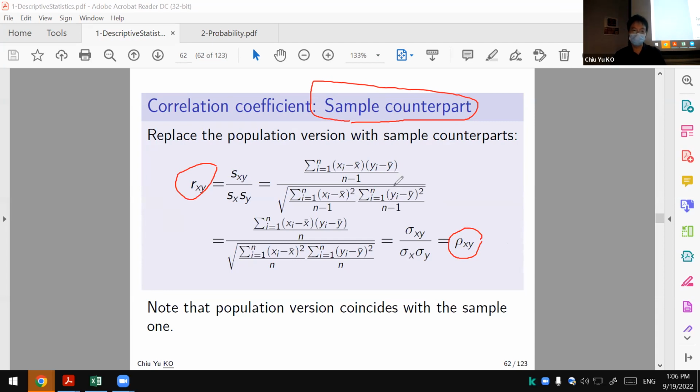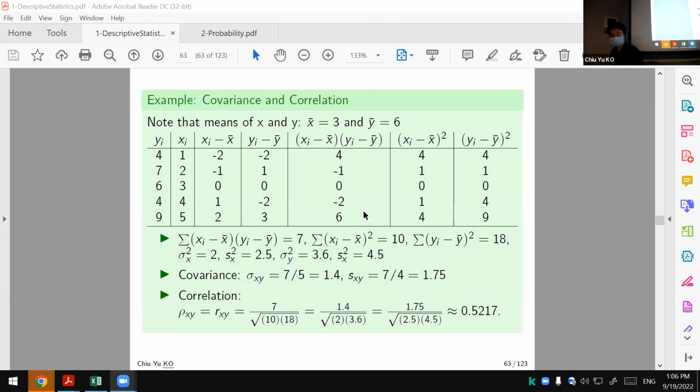The reason is shown here: it doesn't rely on the n. Because the n's cancel out. I guess I don't need to do the proof, but you can easily see that n minus 1 cancels out, the same as n cancels out, because they all appear in the denominators. I don't think I need to go into details, but it's good to go over this example to show you how to do the calculation.